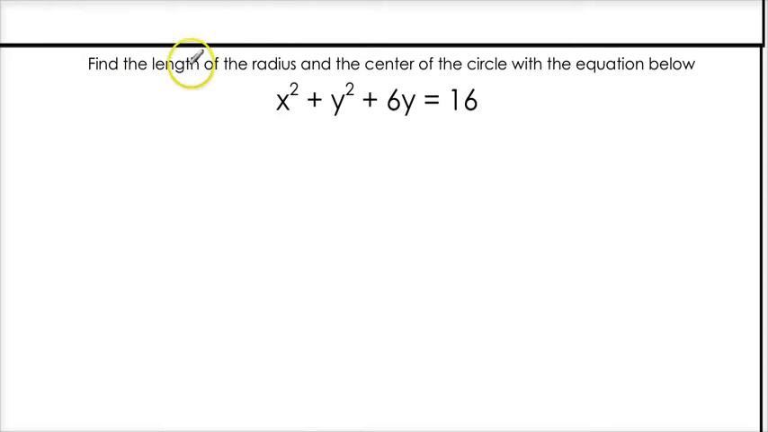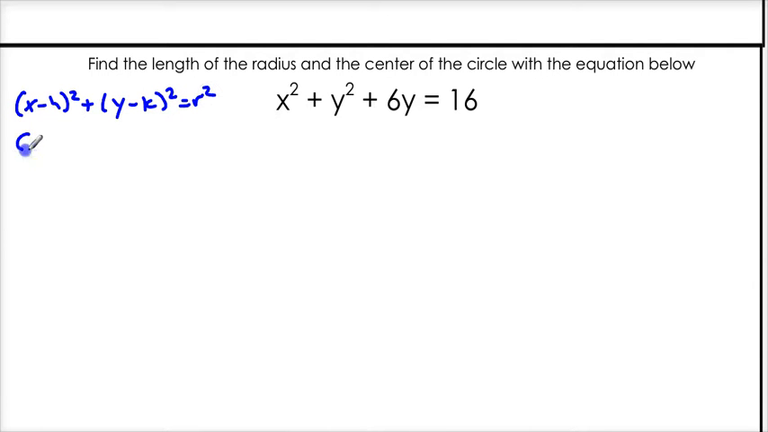So for our first problem, we're going to find the length of the radius and the center of the circle with the equation below. Now the problem is, we don't know how to do it like this. This is in the form we know. We know how to do it if it's in this form: (x - h) squared plus (y - k) squared equals r squared.